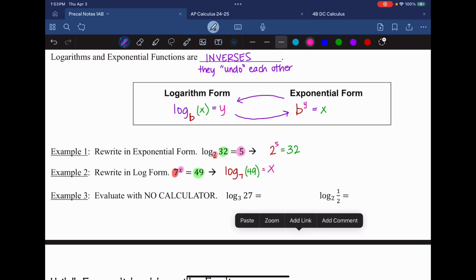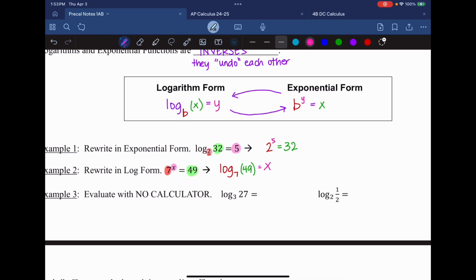Example 3, evaluate without a calculator. On these, thinking of the logs in terms of exponents is really beneficial. So log base 3 of 27, I want to think about 3 to what power would equal 27. And that's going to be 3, because 3 times 3 is 9, 9 times 3 is 27.